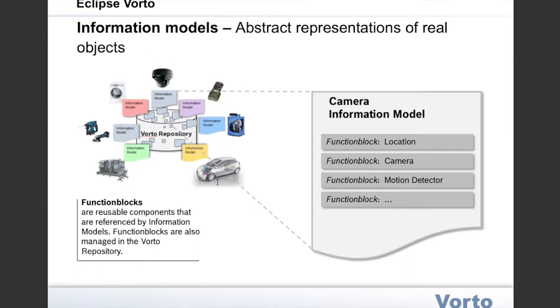These functional aspects, we break them down in information models and so-called function blocks, and they are reusable components. So if you take another example here, for example, a car, which might also have a location, right, to locate a car, you would reuse the function block location in this car information model.